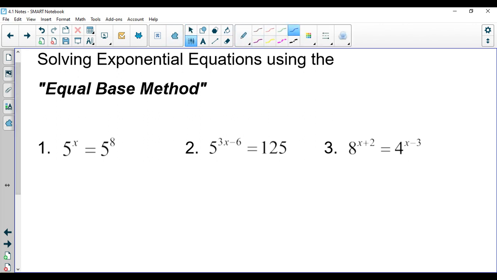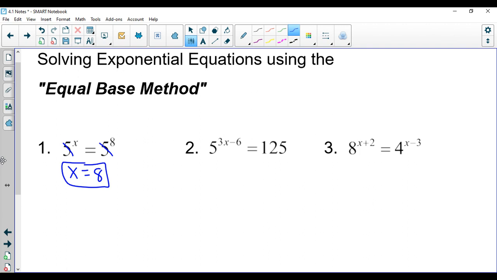if we have 5 to the x equals 5 to the 8th, we have an equal sign, so the left side has to equal the right side. We have our base of 5 here, it's the same as the base of 5 here. So guess what? If those bases are the same, then the exponents have to be equal to each other. So as soon as we know the bases are the same, those bases ultimately cancel out, and we can just set our exponents equal to each other, and that would give us x equals 8.